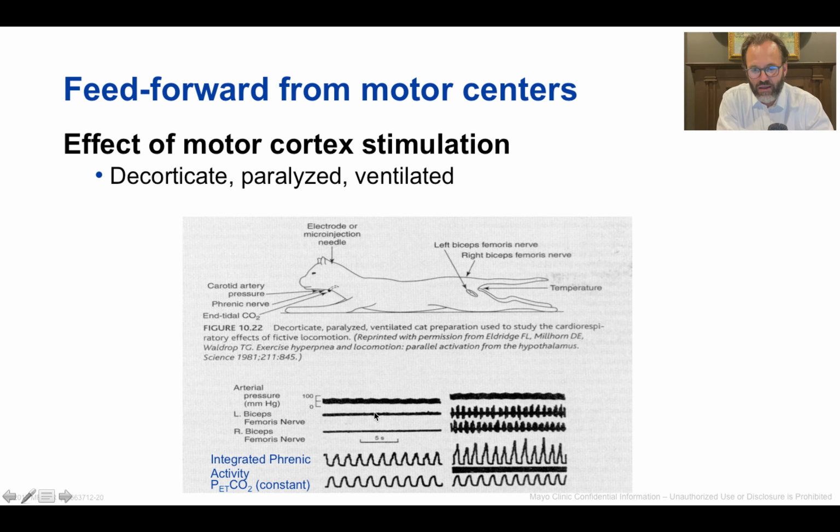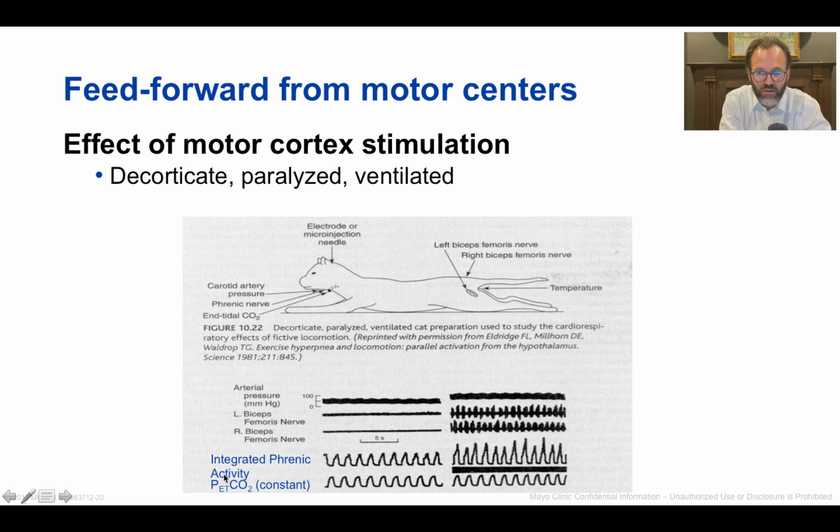And what you can see is that when you stimulate the brainstem in these regions that will elicit fictive locomotion, blood pressure goes up. So there's an arterial pressure response that occurs concomitant with stimulation of the motor cortex region. And again, this is just measuring the outflow to those muscular regions, not necessarily their physiological response. There's no physiological response because they're paralyzed. So you can see that you're getting this rhythmic signaling to those skeletal muscular beds consistent with a locomotion pattern.